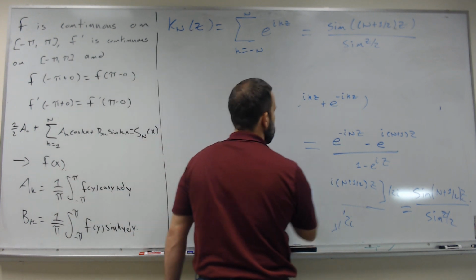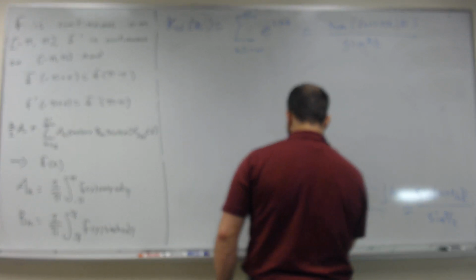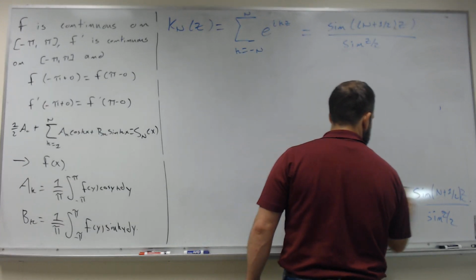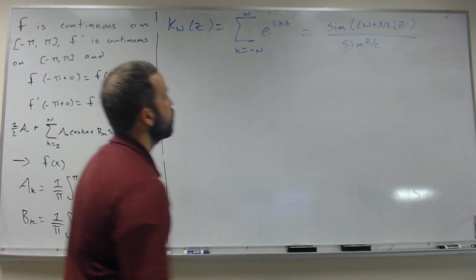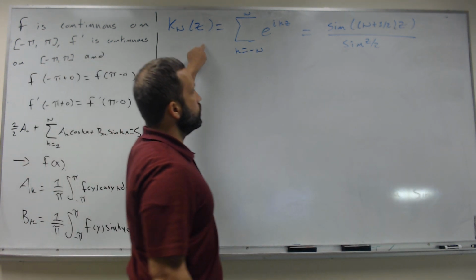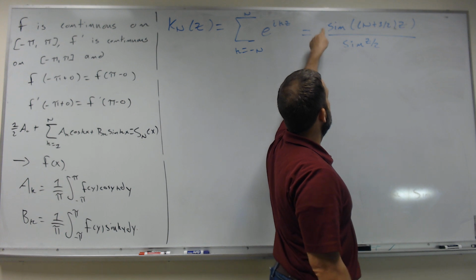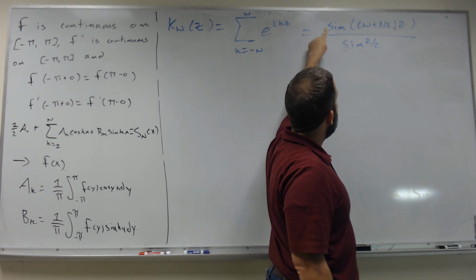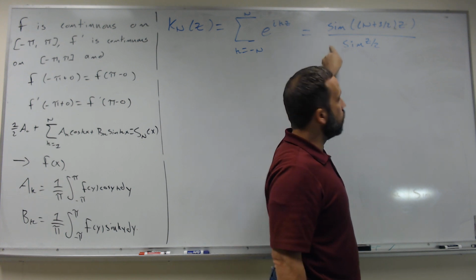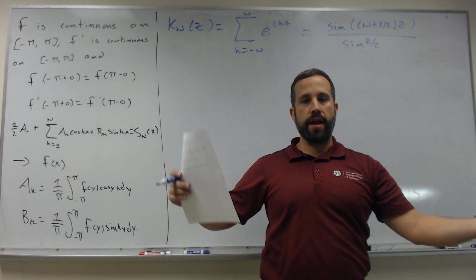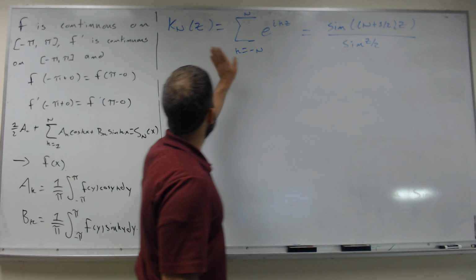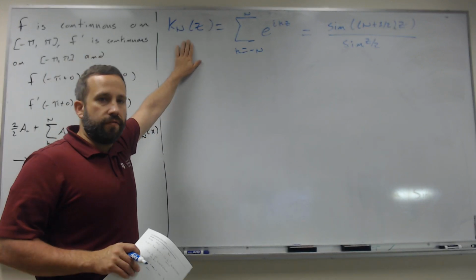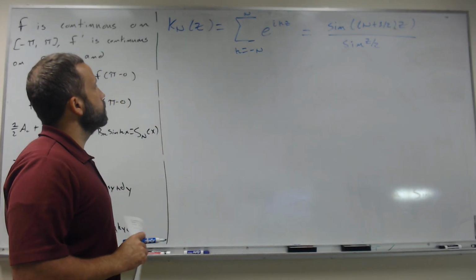What are some properties that the Dirichlet kernel has? Well, one property is that it's an even function. Why is it an even function? Well, sine is an odd function, so I have an odd function divided by an odd function, and an odd function divided by an odd function is an even function. So you might want to take note of that.